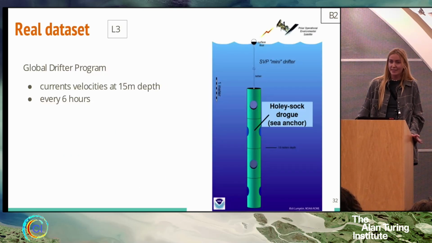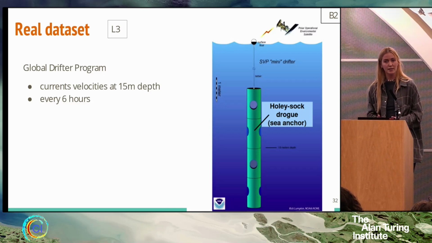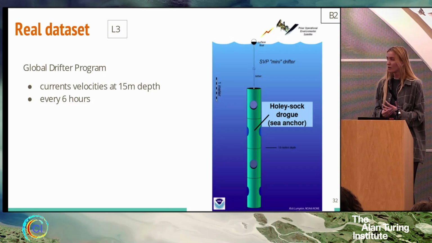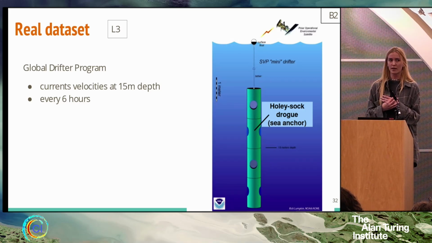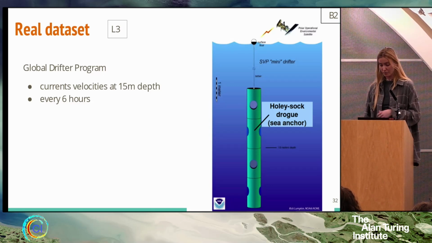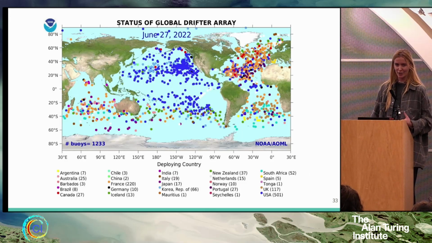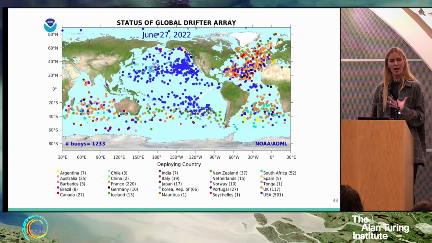In the real use case, so in the second benchmark, I actually do have the real trajectories that come from the Global Drifter program. This program is a data set of floating buoys deployed all around the ocean with an anchor deployed at 15 meters depth. And they are measuring the velocities of the currents and sending their position to the satellite every 6 hours. So in the real use case, this is my ground truth. Just to give you an intuition about the deployment location of drifters all around the globe. As you can see, we have a lot of them.